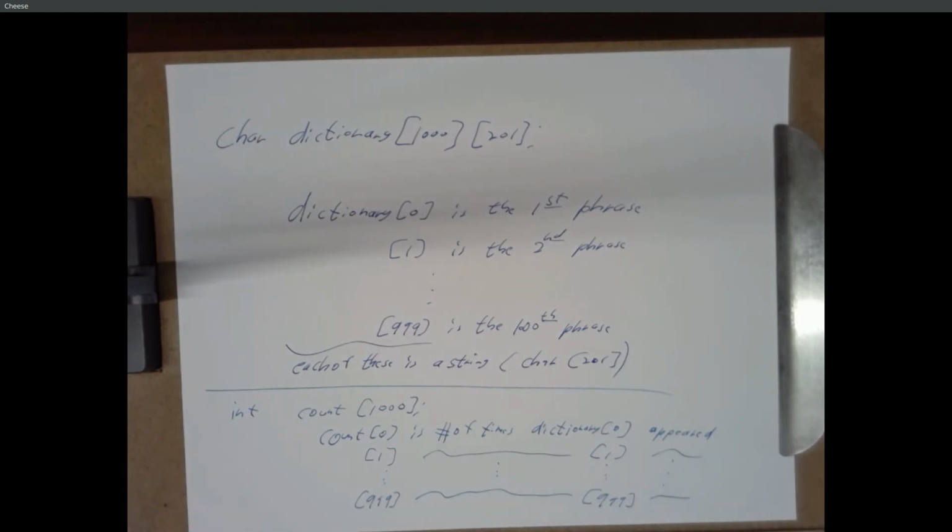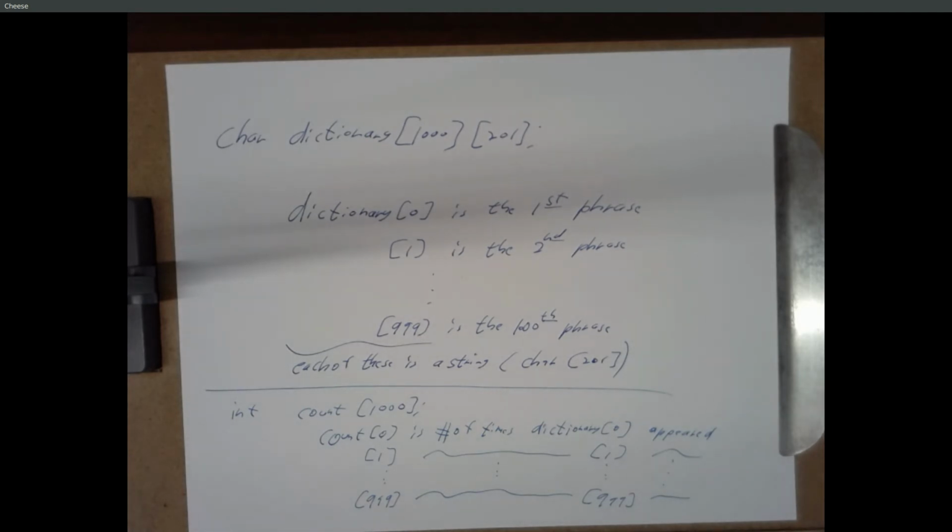And these are sometimes called parallel arrays, right? So we have an array of phrases and we have a parallel array of integers. And the 37th phrase appeared a certain number of times. How many times? The 37th integer in this array tells us how many times the 37th phrase occurred. Okay, so parallel arrays, common tool.